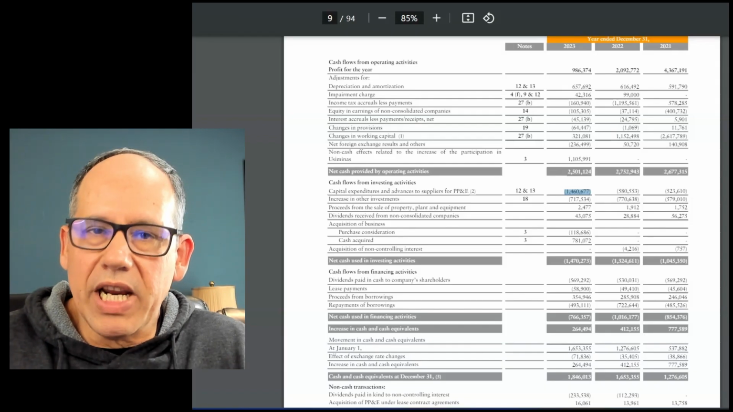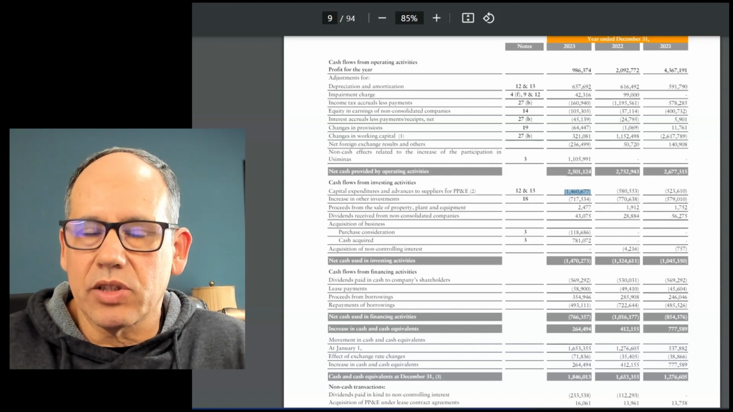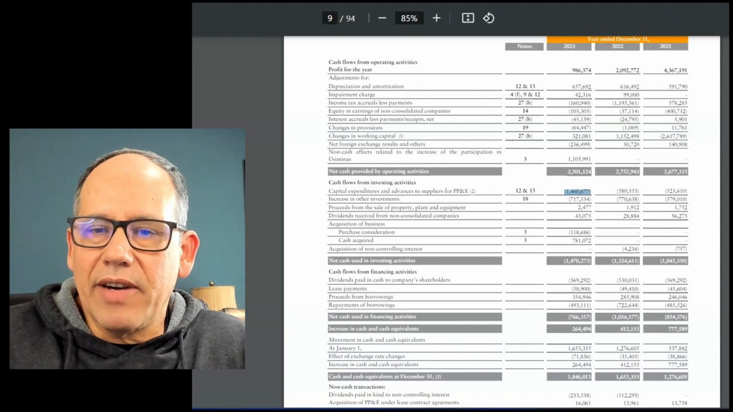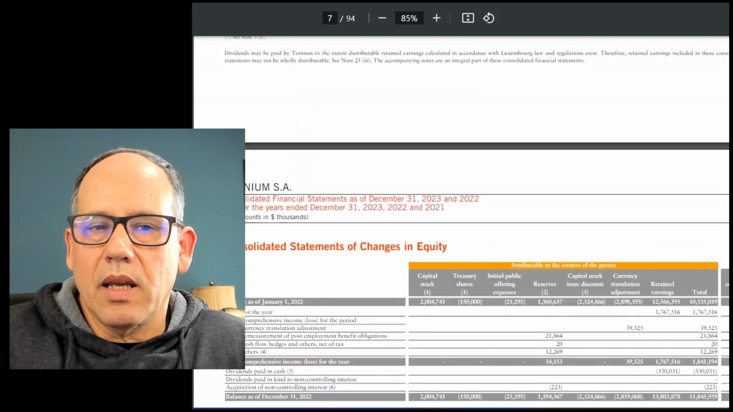We determined what the free cash flow was. Now we need to look at where the company balance sheet is so we can look up the cash on the balance sheet as well as debt. And in the same set of financials, we will find the balance sheet. We're going to leave the cash flow statement and we will get to the balance sheet.